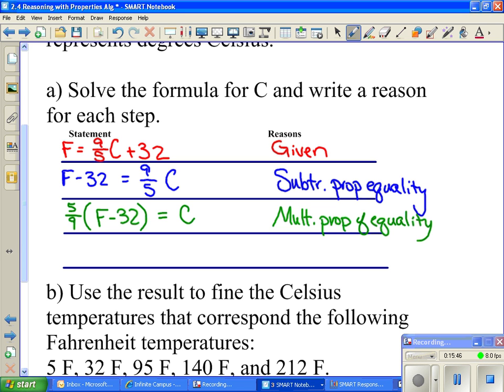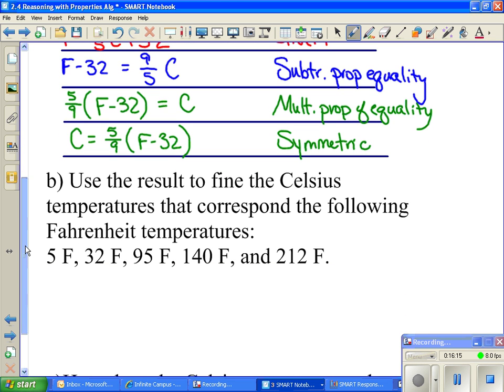All right, now again, we like to write it where C is in front. So C equals 5/9 times (F minus 32). And this is not the only way that you could have written it. You could have distributed, but there's no point. And what property is that called? Symmetric. Very good.